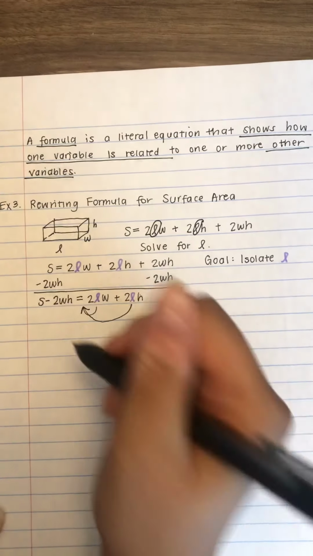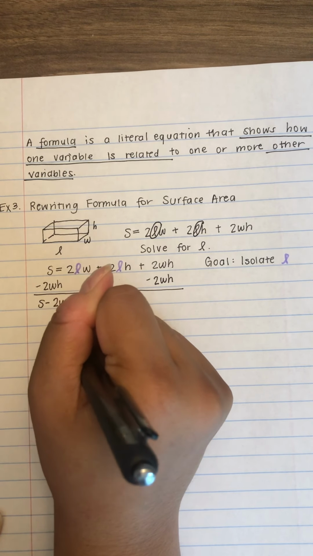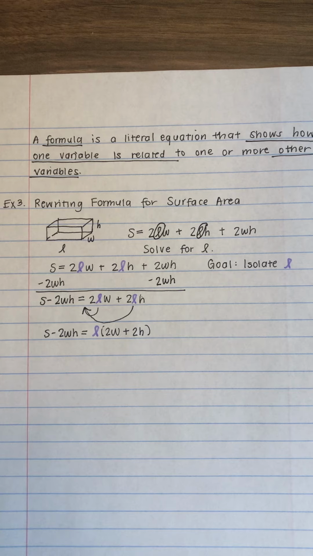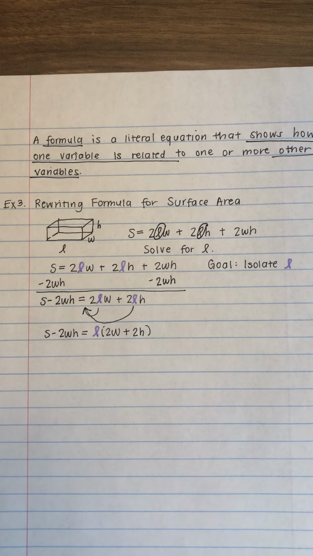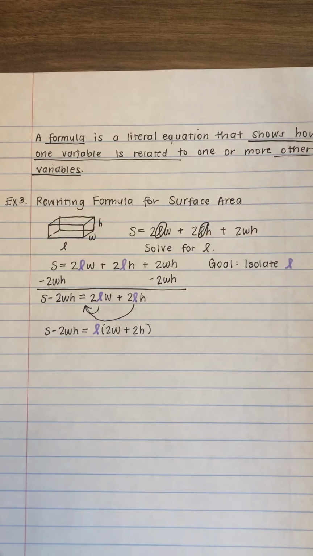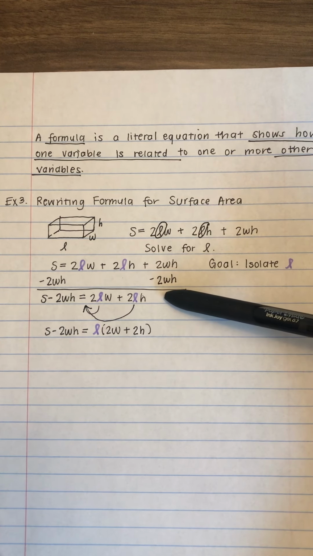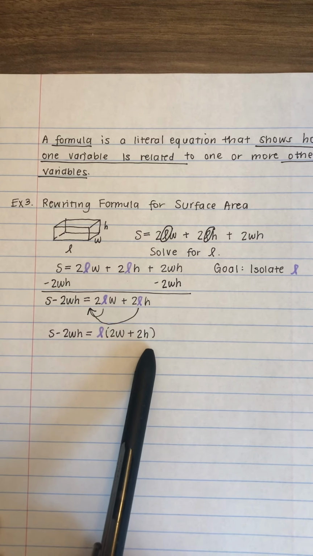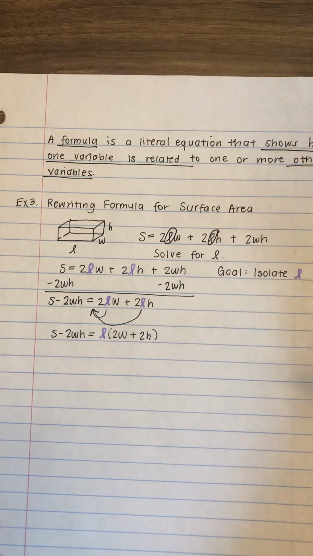And what that's gonna leave us with is S minus 2WH equals L, and we're gonna multiply that by the terms that we shared the L with, which is gonna be 2W plus 2H. Go ahead and pause the video right here just so you can make sense of how I took out this L from both terms and how I got back to here. So it's kind of like distributive property, but backwards.